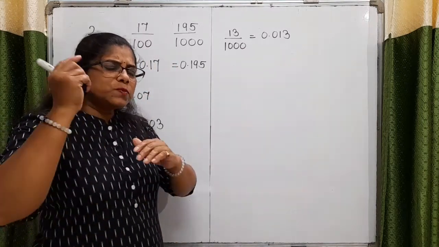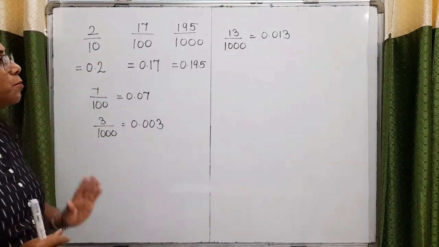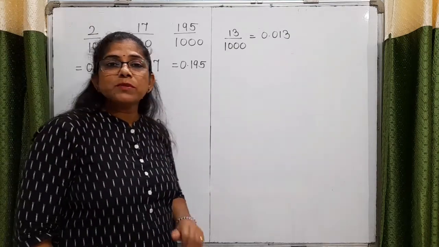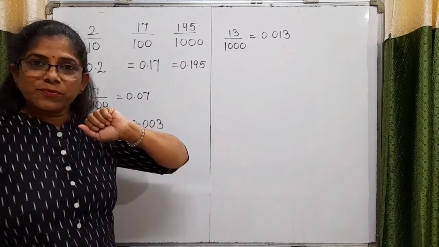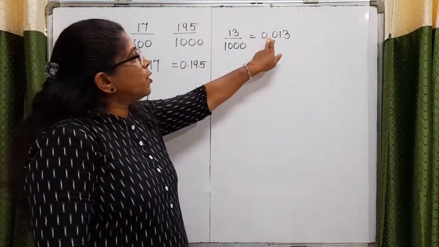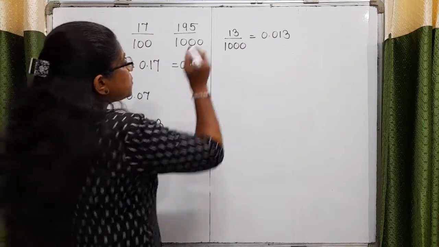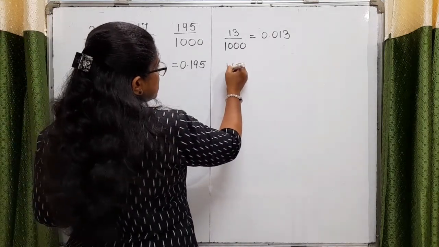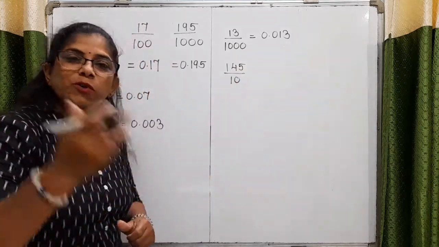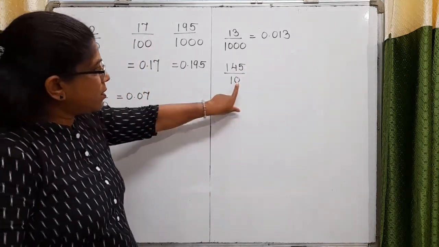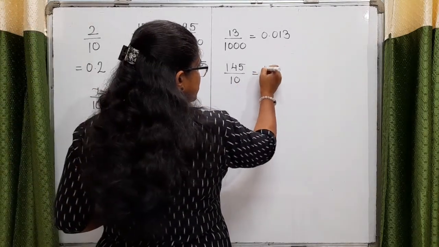And did you observe one more thing? Did you notice that while reading the numbers, how did I read these decimal numbers? 0.195. 0.013. One more example I'll give. Suppose it is 145 upon 10. Now here the denominator is 10, only one 0. So what do we have to do here?